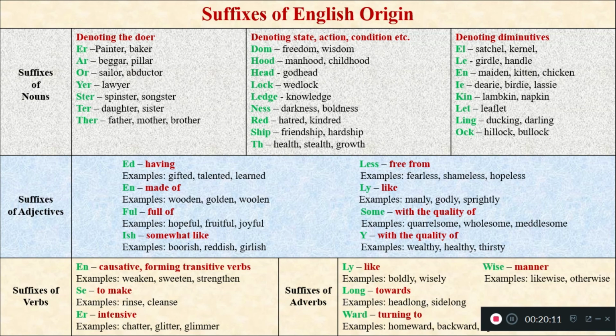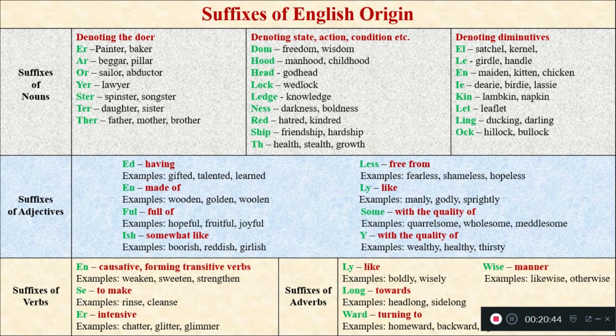For example, painter means a person who paints. Similarly, beggar, sailor, etc. Some suffixes like dom, hood, ness describe the action, state or condition of something. For example, freedom, manhood, boldness, etc. Some other suffixes such as kin, ling, etc. are used to indicate that something is very small, or diminutives. For example, kitten, duckling indicate that they are of small size.